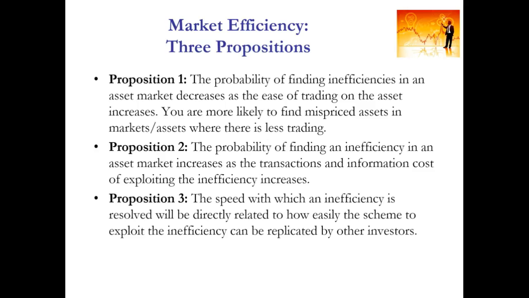So market efficiency really comes down to 3 key propositions. Proposition number 1, the probability of finding inefficiencies in the market decreases as the ease of trading increases. So basically, you're going to be more likely to find mispriced assets where there's less trading.